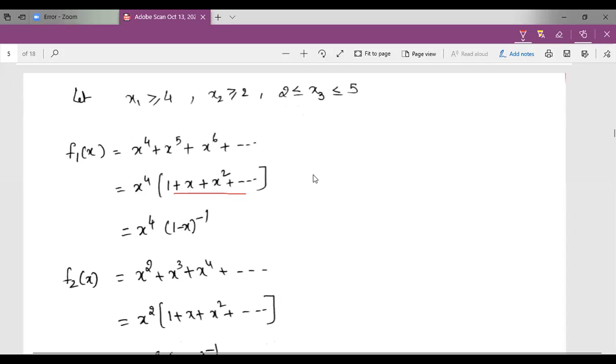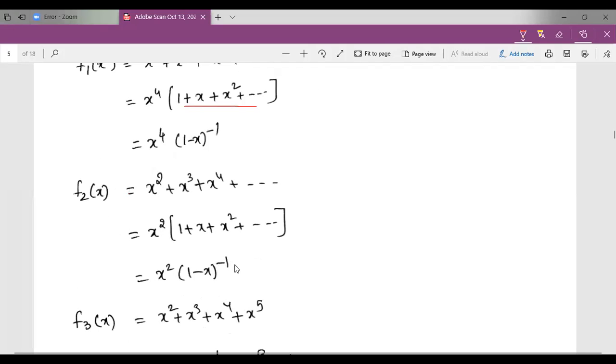So next the condition is x2 greater than or equal to 2, so we have to take the integers for x2 as 2, 3, 4, 5 and so on. So the function for x2 is f2 of x is equal to x square plus x cube plus x power 4 plus and so on. So taking x square common, we get the function 1 plus x plus x square plus and so on. So what is the formula for this expansion?